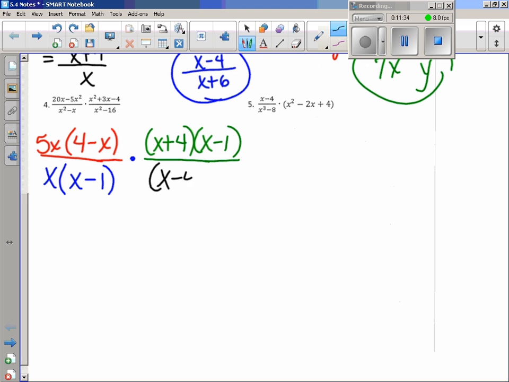X minus 4, x plus 4. Catherine, question? I changed the 5x to the 4 minus x to negative 5x times x minus 4. Good. It's not negative x plus 4. Good. And we'll come right back to that, Catherine.